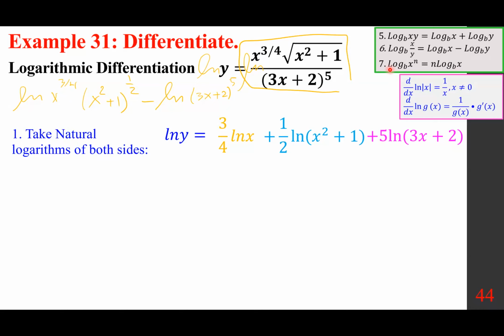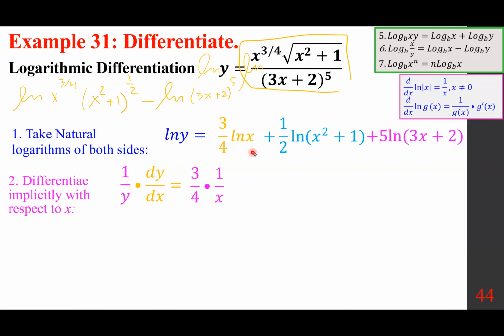Now I'm going to differentiate both sides implicitly with respect to the independent variable. It happened to be x, but if it's t or theta, so be it. So clearly this is 1 over y times either y prime or dy dx. Let's go with this one. 3/4 times 1 over x. This one plus 1/2. Flip this over, 1 over x squared plus 1 times its derivative, which is 2x.